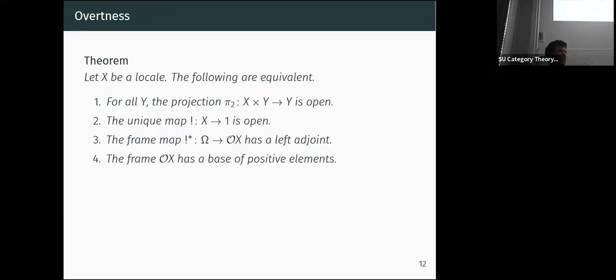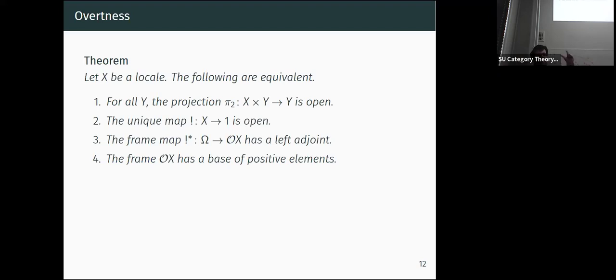Okay. So we actually then have the following theorem. It says that if X is a locale, we have the following equivalent conditions. The fourth one is that X has a base of positive elements. We say that's what it means to be overt. The first one is that for all Y, this projection is open. That's what we were originally motivating our definition of overt, so these two things are equal. But then we also have these two other ones. The one is that the unique map from X to 1 is open. And the other one is that the corresponding frame homomorphism of this unique map has a left adjoint.